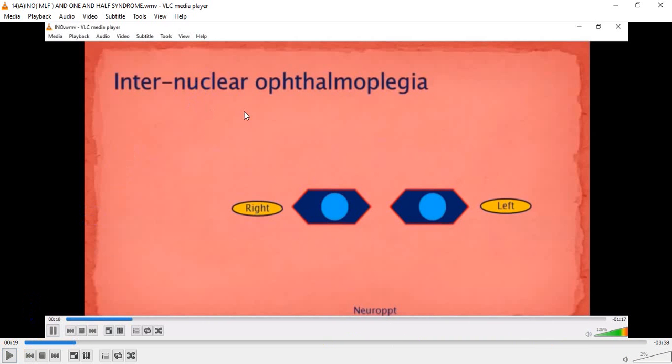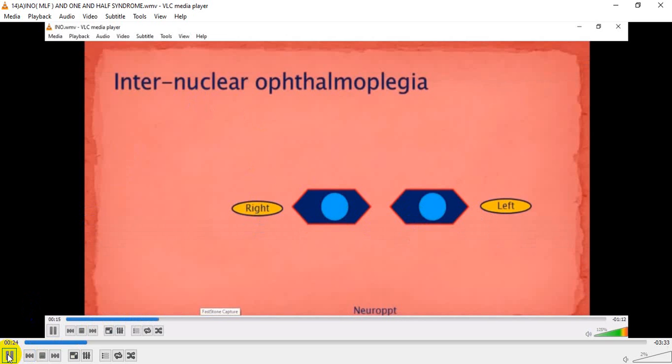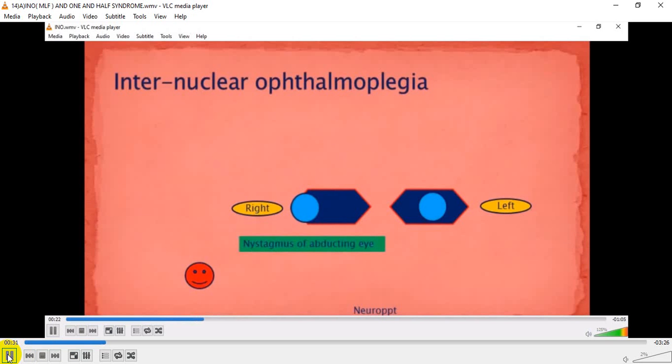This is internuclear ophthalmoplegia. This is the right eye, this is the left eye. When there is damage to the medial longitudinal fascicle, you get an internuclear ophthalmoplegia. See, the right eye is showing you abductor squint and nystagmus, and the left eye cannot adduct. So there is a paresis of the adducting eye, and in the right eye, which is abducting, you get a nystagmus. Plus, you have got absence of adduction.